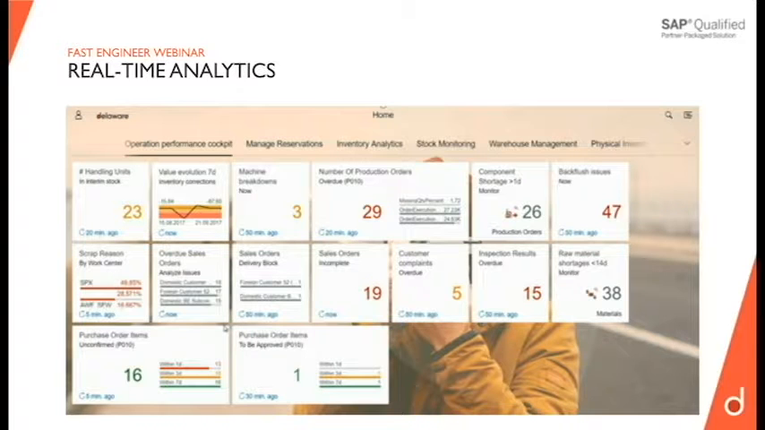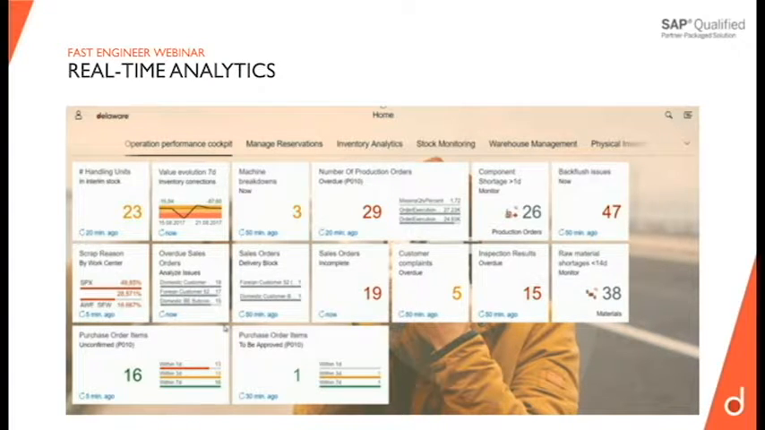So using the Fiori technology, as you can see here, I've got a pre-configured dashboard specifically around operational performance cockpit. A number of key performance indicators there, for example, machine breakdowns. Clearly a critical area of focus for any manufacturing organization, or in fact any asset-intensive organization, is the performance of their assets and their duties.